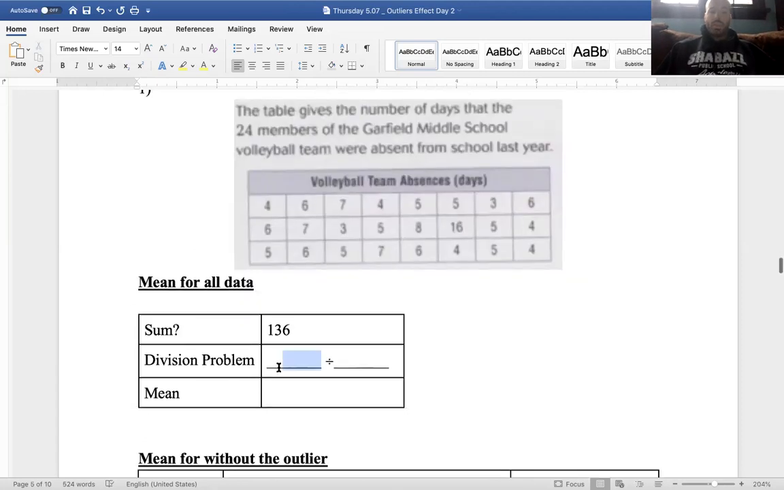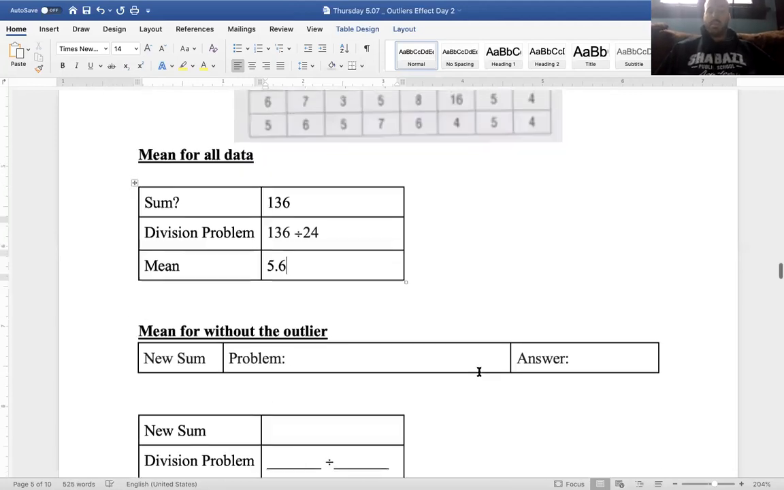Okay, I was really nice and I added them all up for you, got you 136. You then have to divide by how many numbers there are. 3, 6, 9, 12, 15, 18, 21, 24. So I'm going to do 136 divided by 24. 136 divided by 24 gives me 5.6. Stop at the tenths place.